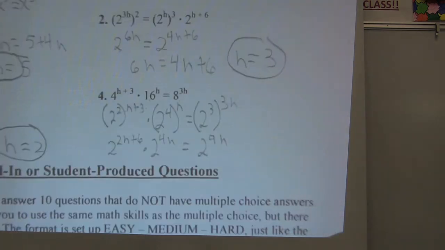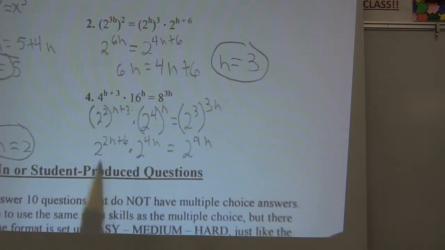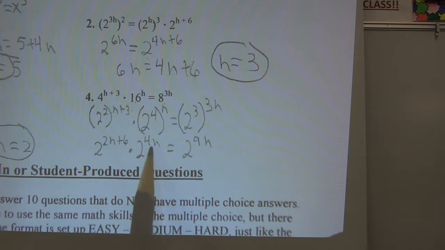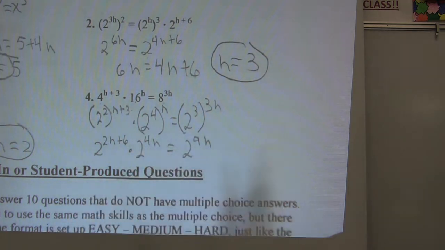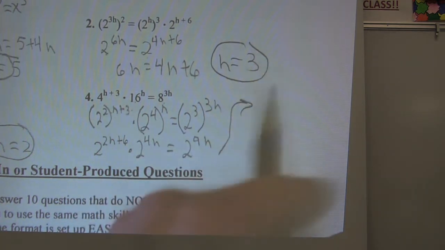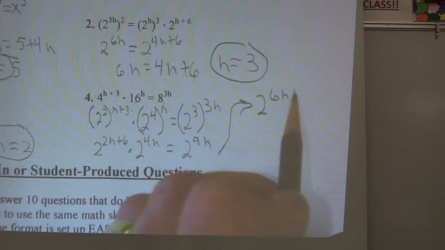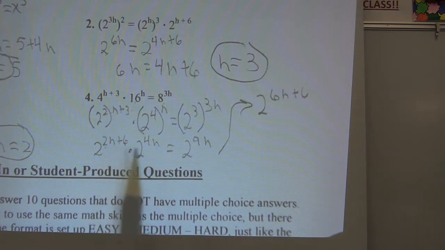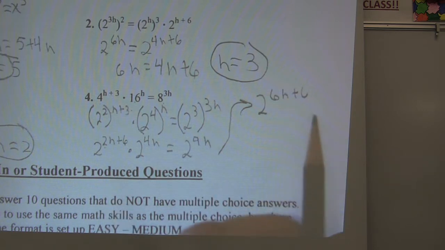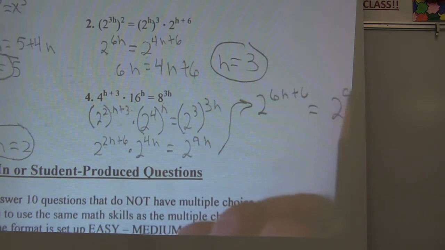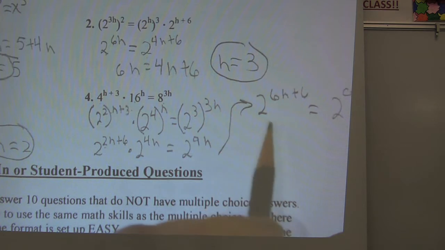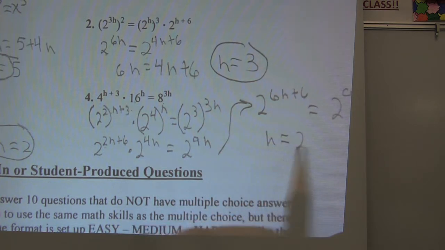Then I'm going to add these exponents here: 2h plus 6 and then plus 4h. I'll take that up here, and I get 2 to the 6h plus 6 power. Let me check. Yeah. So that equals 2 to the 9h. Now you can set the powers equal to each other, and I believe you get h equals 2 on this one.